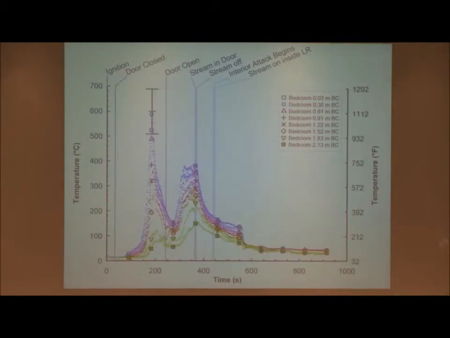Here's the conditions in the bedroom. At the ceiling in the bedroom, we're at about 1,000 degrees or so, and 1 foot above the floor, we're over 200 degrees. Is it tenable for an unprotected occupant in that bedroom? No. And what typically kills people in fire? Is it temperature? Smoke. And you saw how rapidly that smoke was up there, floor to ceiling.